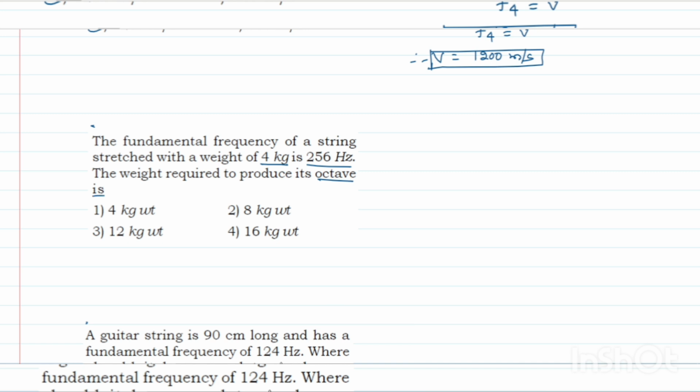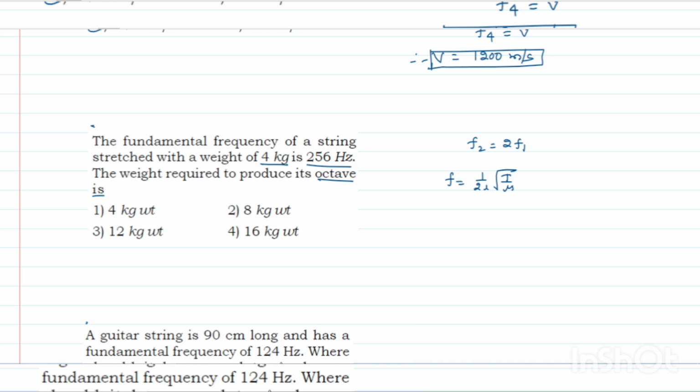So here, the weight is given as 4 kg, students, so we need to take 4 kg weight for 256 Hz. The weight required to produce the octave is what they're asking. Here octave means the final frequency will be twice its initial frequency. And you know the frequency formula, f equals 1 by 2L into root over T by mu.